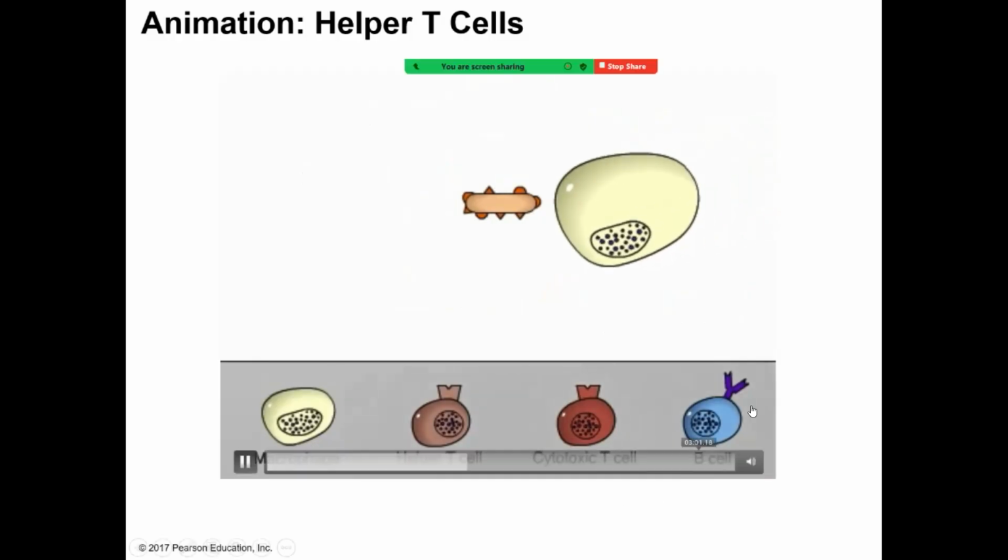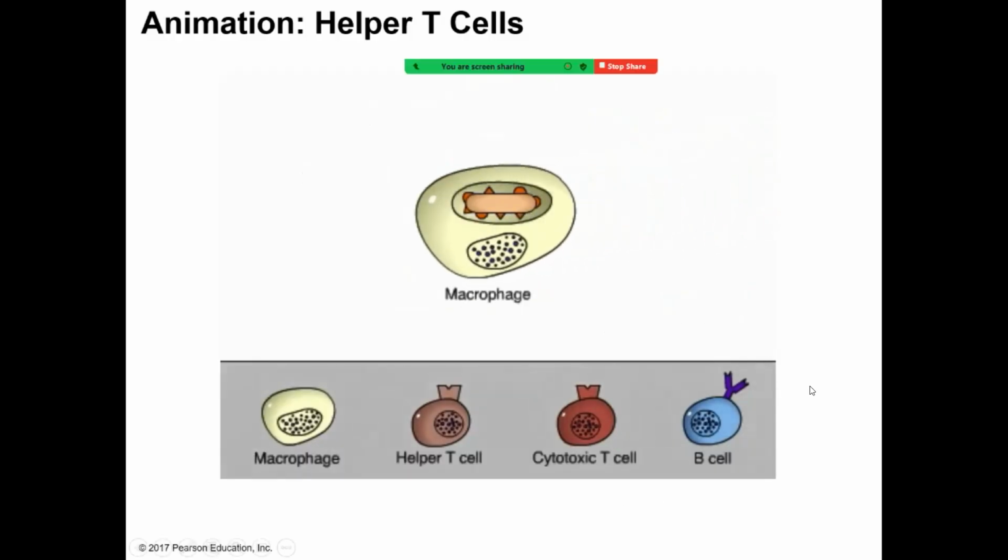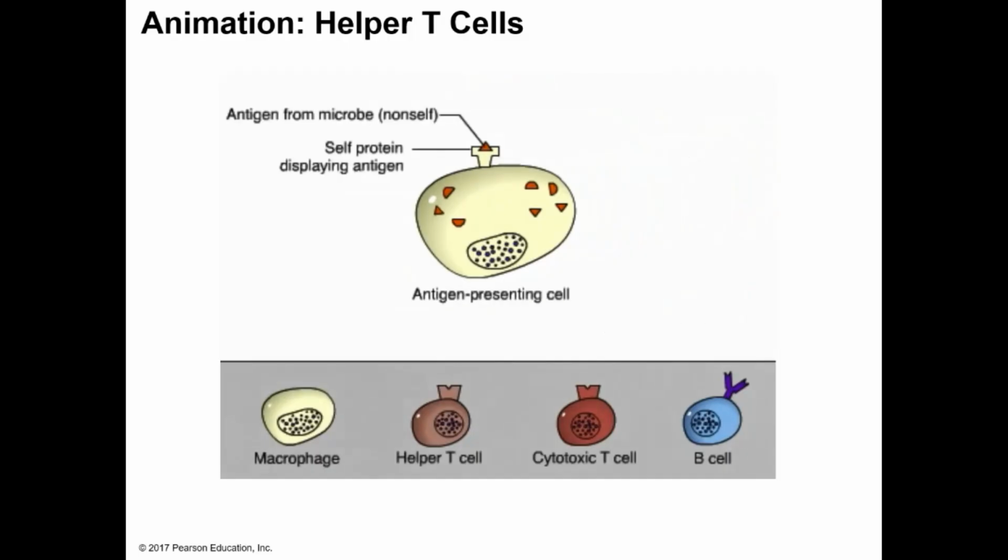Correct. A macrophage engulfs an invader and breaks it into pieces. It displays the foreign antigen on its surface along with a self protein that acts as a label for the body's own cells. The macrophage is now an antigen-presenting cell. What kind of cell now responds to the antigen-presenting cell and activates other cells to attack the invaders? Click on your choice.